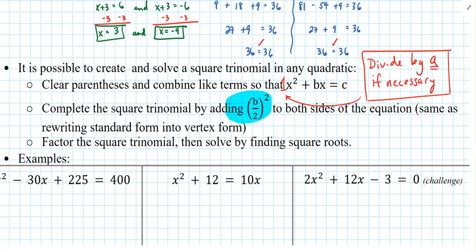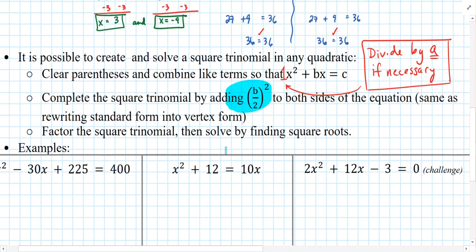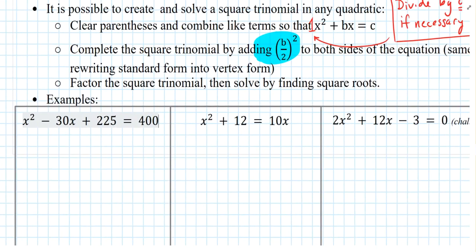This is the same technique that was used in rewriting standard form trinomials into vertex form. Using this method will always create a perfect square trinomial because we are specifically selecting a c value that will follow the pattern. Finally, factor the new quadratic and solve by finding square roots.